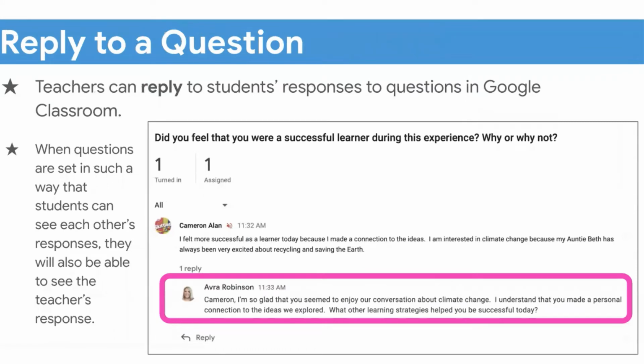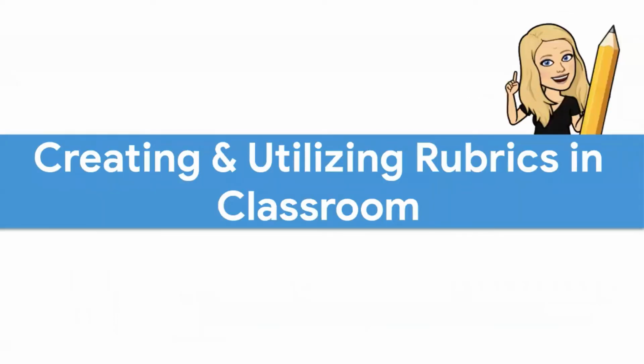Okay, so when you add a reply, it's pretty straightforward. It's just like a threaded discussion. Just know that when questions are open where everybody can reply to each other, when you respond, everyone else in the class can also see the teacher's response. All right, so just something to keep in mind. It's probably not going to matter, but just know that that's not a private message to that student. If it's an open discussion forum where students can reply to each other, everybody in the class is going to see that.